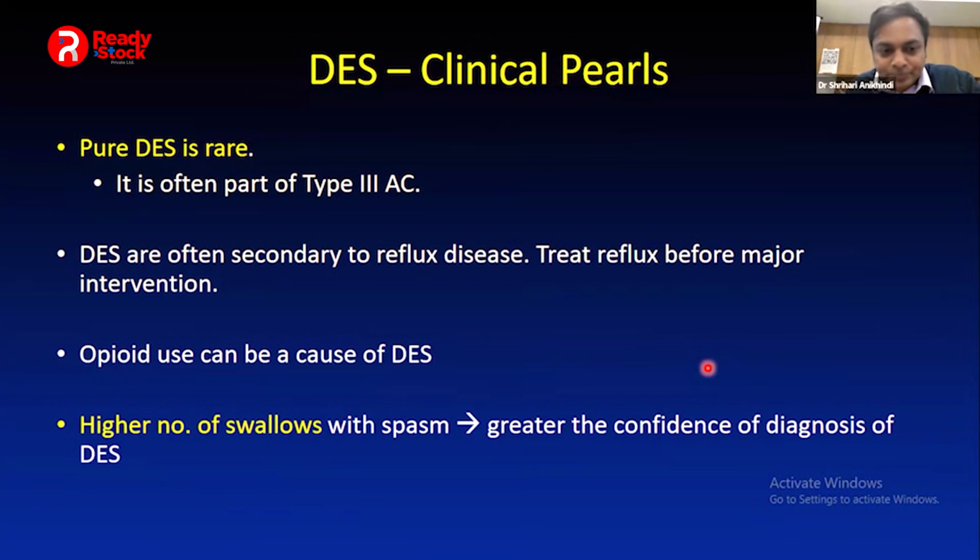So out of 10 swallows, 5 are showing decreased distal latency. Your confidence of diagnosing DES goes on increasing. If only one swallow is showing decreased distal latency, be very careful before labeling this patient as DES. Okay.